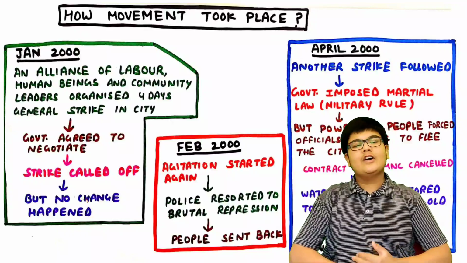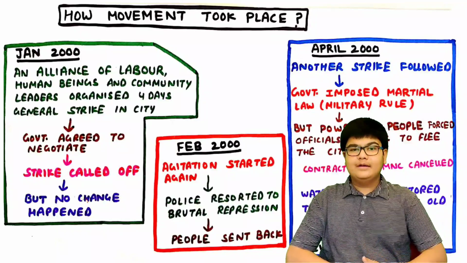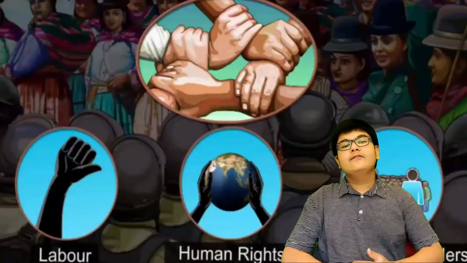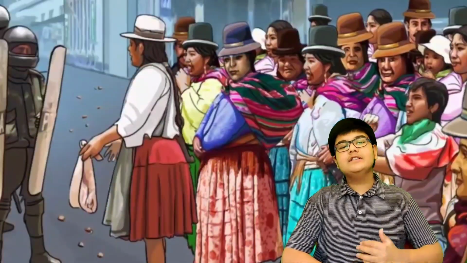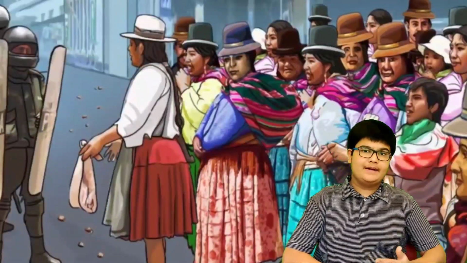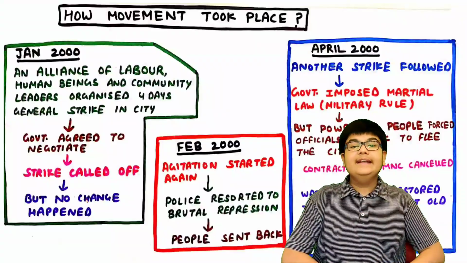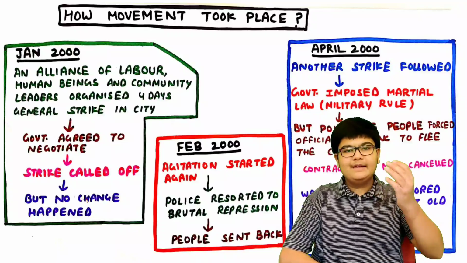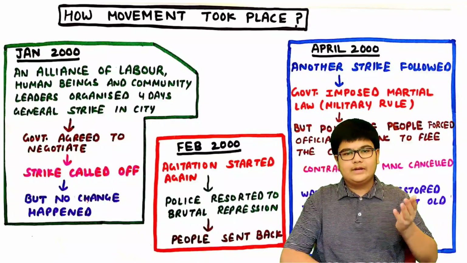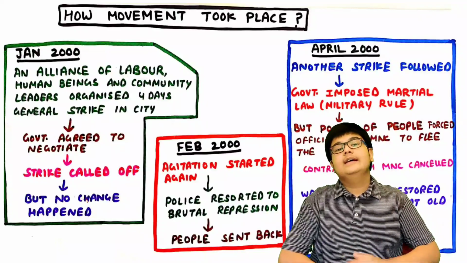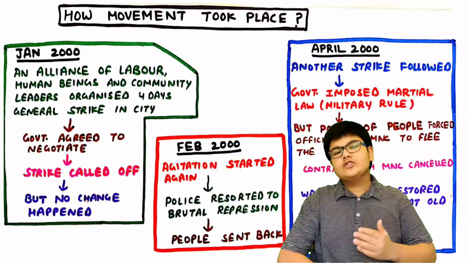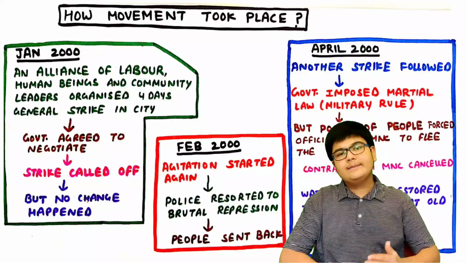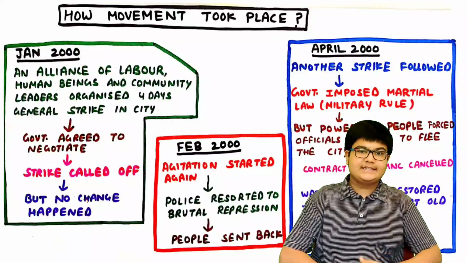In January 2000, an alliance of labor, human rights and community leaders organized a 4 days general strike in the city of Cochabamba. But the government agreed to negotiate and accept the demands of the people that they will reduce the price of the water. And so the strike was called off. But still, no change happened and the government did not fulfill its promise.